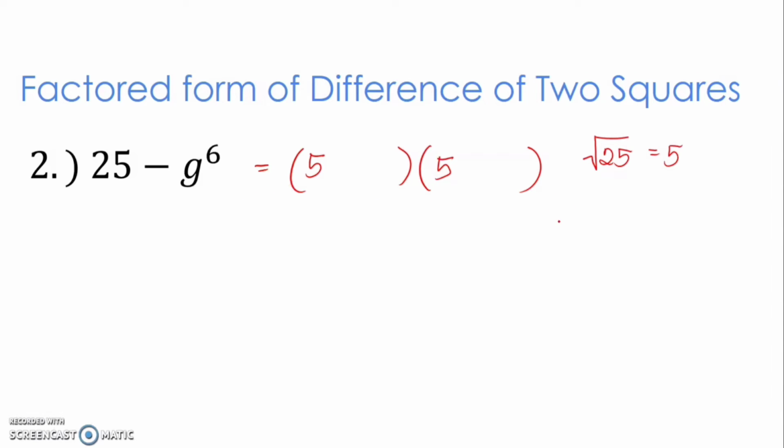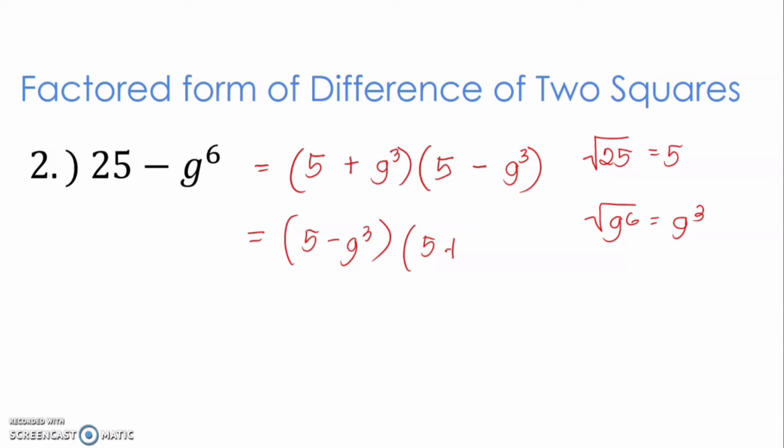Next, get the square root of the second term. So the second term is g raised to 6. So the square root of g raised to 6 is g cubed. Then place the result on the right side of each quantity. Then last step is to follow the operations pattern. So let us use the addition and subtraction. Or you may write your answer as quantity 5 minus g cubed times the quantity 5 plus g cubed.